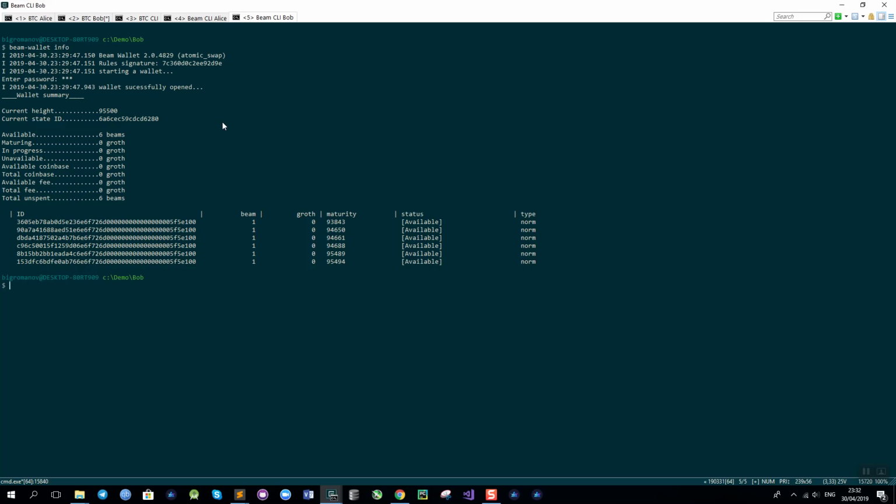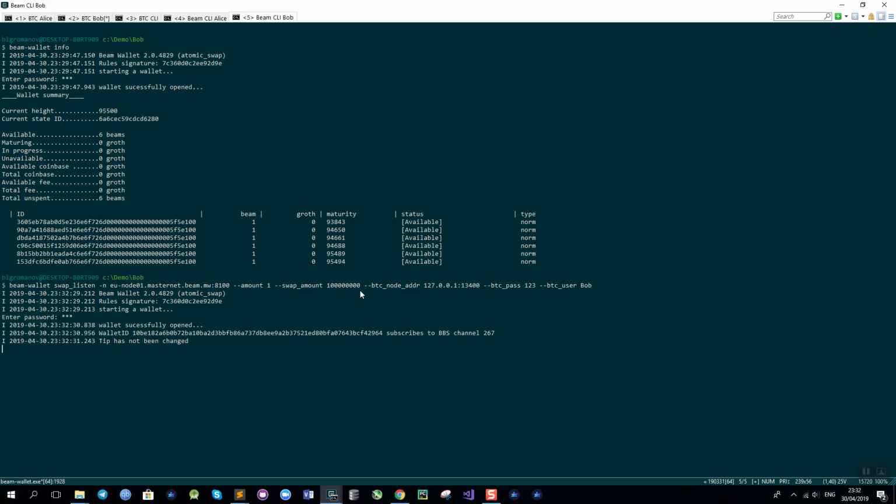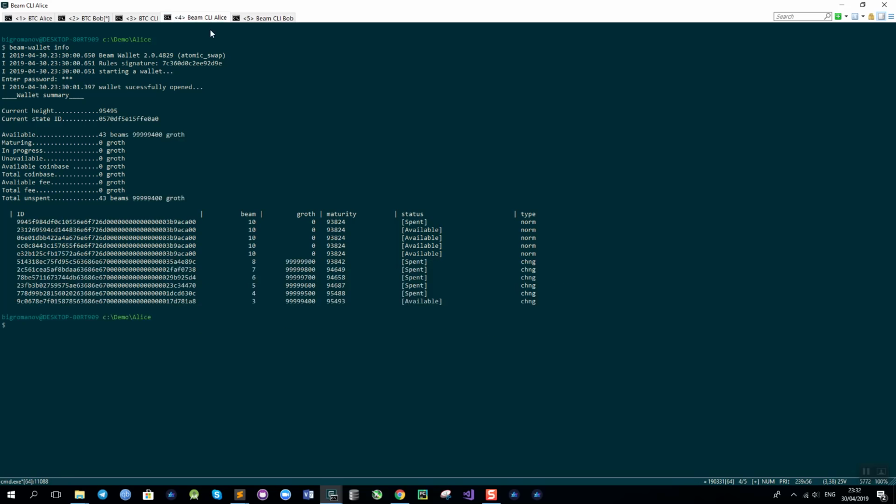In order to initiate the swap, Bob will run his wallet using the swap listen command, and he will specify the amount of Beams he would like to receive and the amount of Satoshi he is going to send back in the swap. So let's start this. Now Alice on her side is going to use the swap coins command, and she will also specify the amount of Beams and the amount of Satoshi, and of course the SBBS address of Bob's wallet.